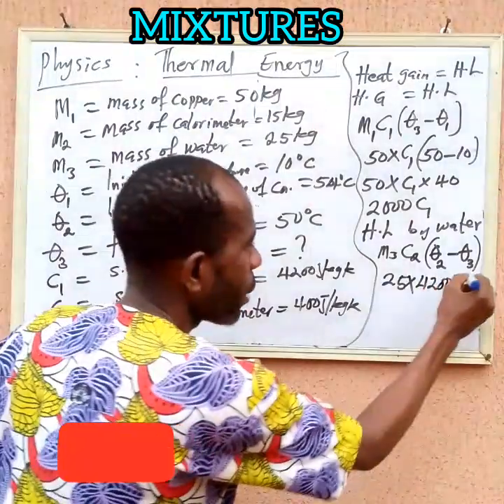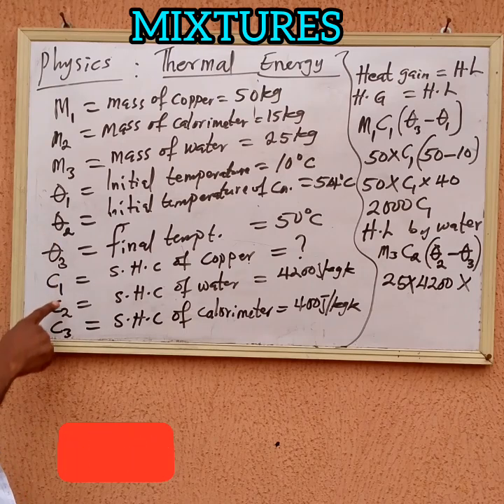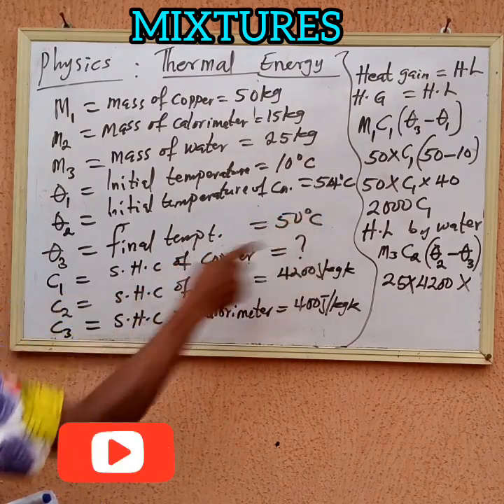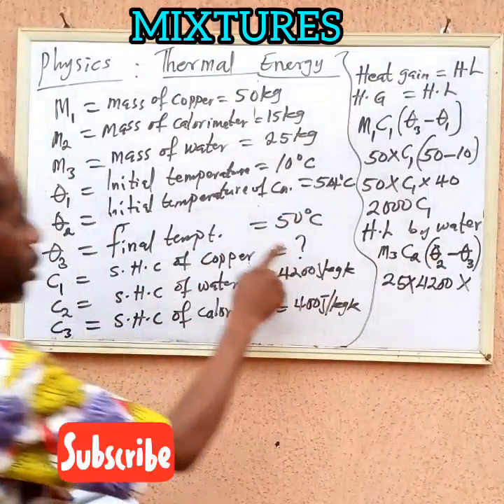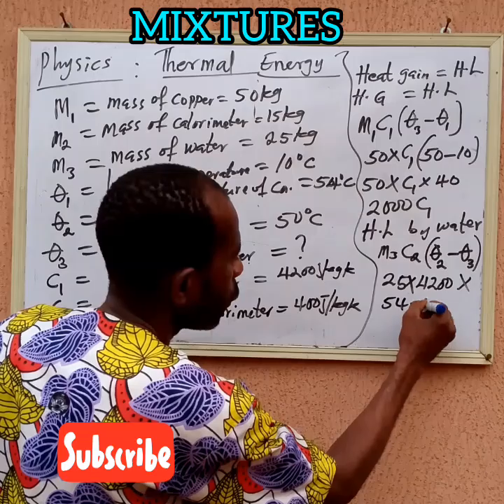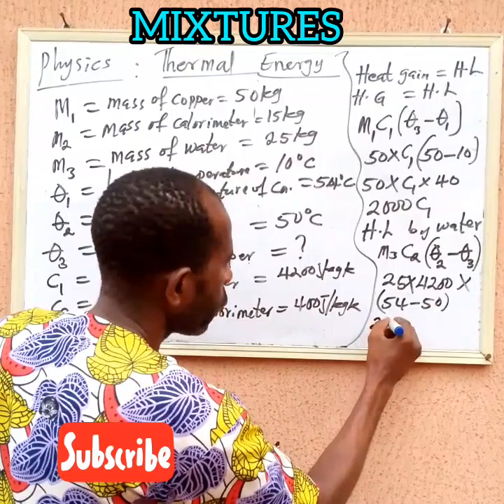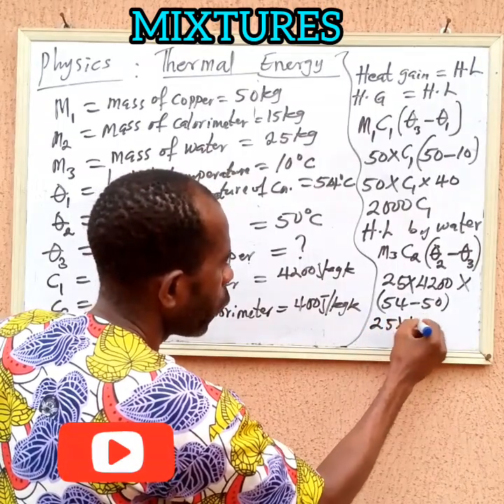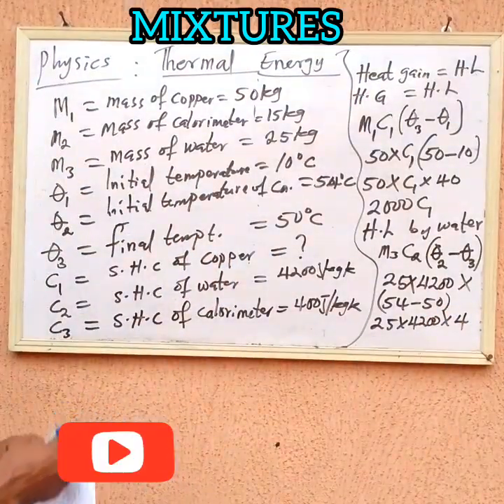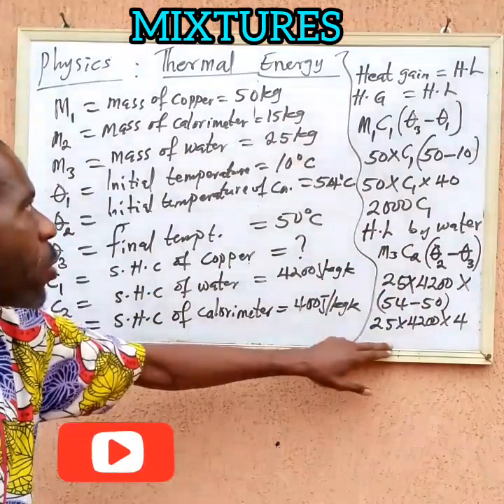Now multiply by the falling of the temperature. Theta 2 is the initial temperature of the calorimeter, which is 54. Our theta 3 is 50. So times 54 minus 50. At the end of the day, you have 25 times 4,200 times 4. So this is the heat loss by water. We will multiply everything and compute it.